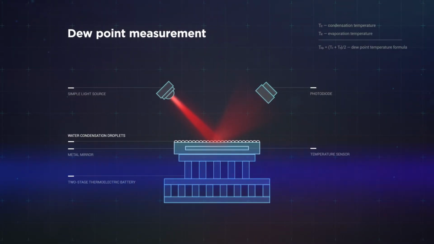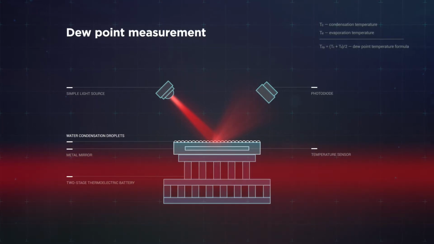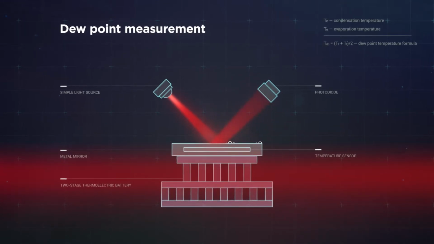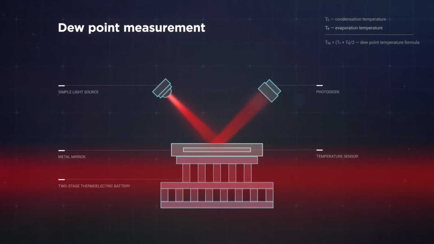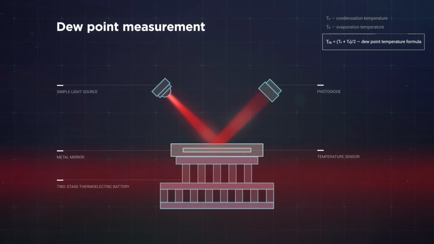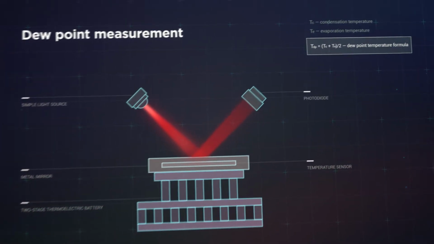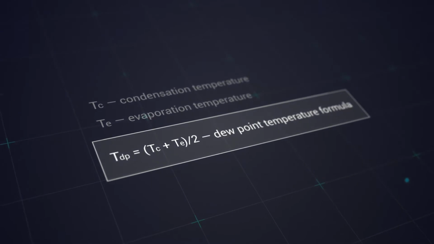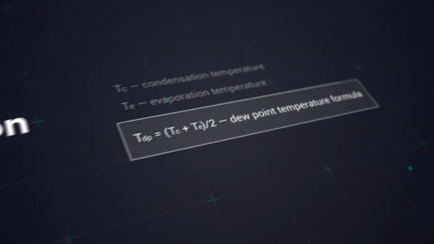Subsequently, when the mirror is heated, the reverse process takes place and the droplets of condensation evaporate. As this happens, the light from the LED is no longer scattered, and the amount of light that reaches the photodiode goes up again, resulting in an increase in the photoelectric current it produces. The temperature at which this increase begins to occur is registered as the evaporation temperature. The average of the condensation temperature and the evaporation temperature is reported as the water dew point.